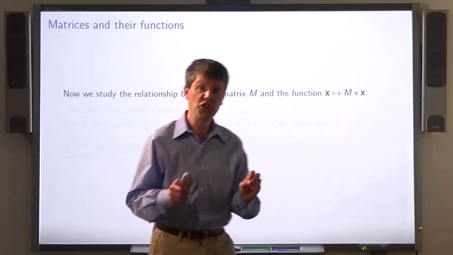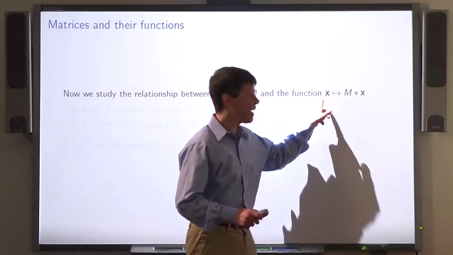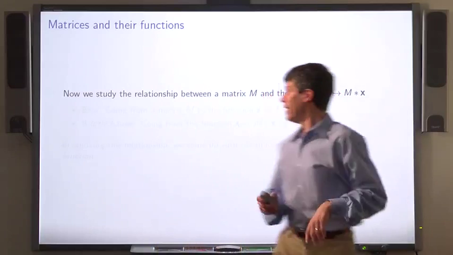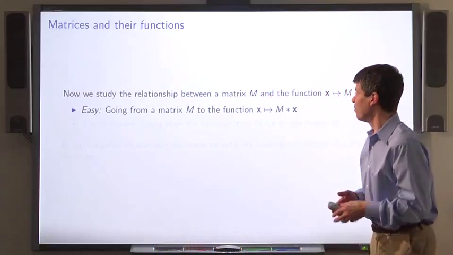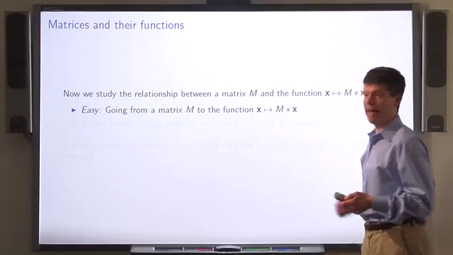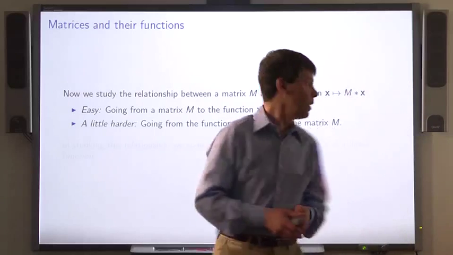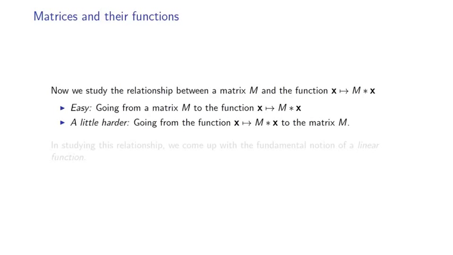Now we're going to study the relationship between a matrix M and the function that maps a vector x to M times x. In one direction, it's pretty easy: given a matrix M, we can define the function that maps x to M times x. The more interesting thing is going the other way. Given a function, can we find the matrix M such that that function maps x to M times x? In studying this relationship, we come up with this fundamental idea of linear functions.